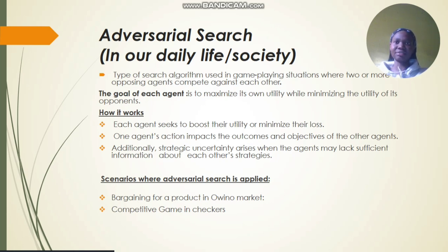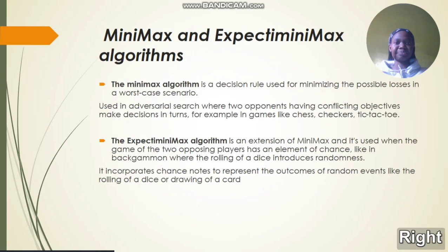How it works comes from the goal of each agent. Each agent, of course, seeks to boost its utility while minimizing its loss. One agent's action impacts the outcomes and objectives of the other agents. Scenarios where adversary search is applied include bargaining for a product in a winner market, and competitive games like checkers and poker.